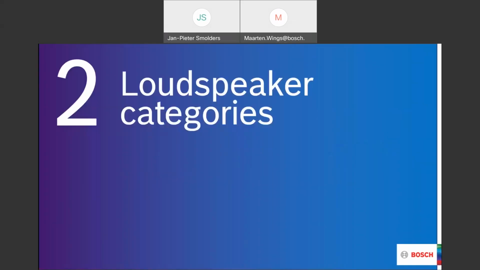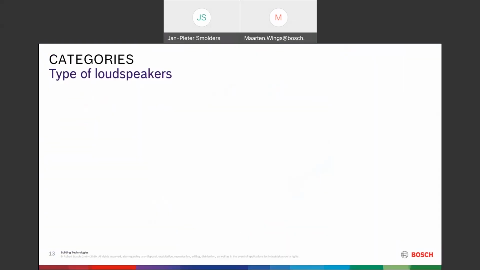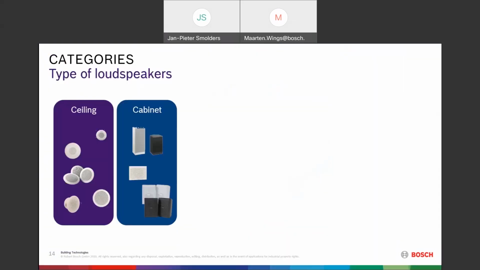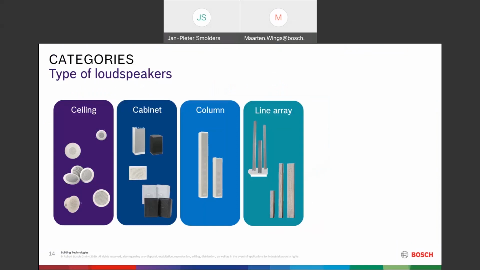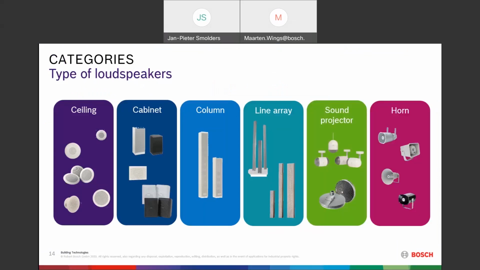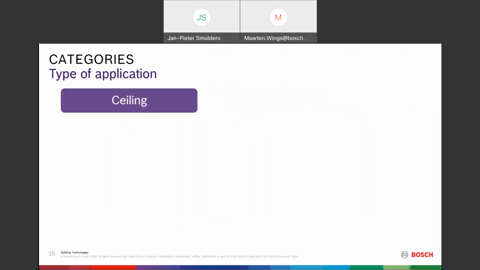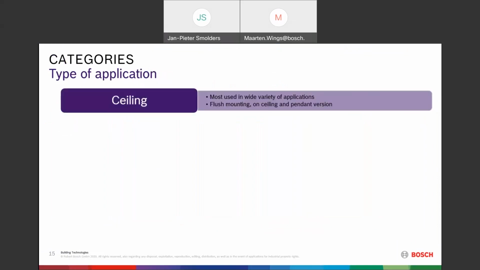Loudspeaker categories. We have looked at this before. We go to it quickly again. We have ceiling loudspeakers, cabinet loudspeakers, columns, line arrays, sound projectors, and horns, all with their specific specifications. Ceiling speakers are used in a wide variety of applications, obviously mounted in a ceiling, in schools or offices, but you can also mount them with some accessories as a pendant version, so hanging from the ceiling.